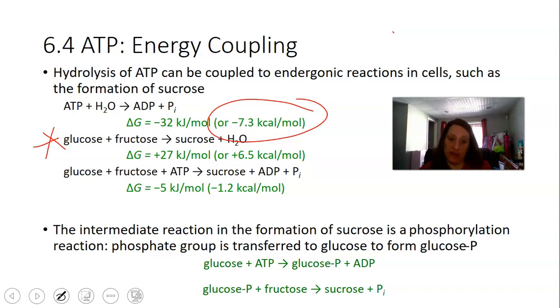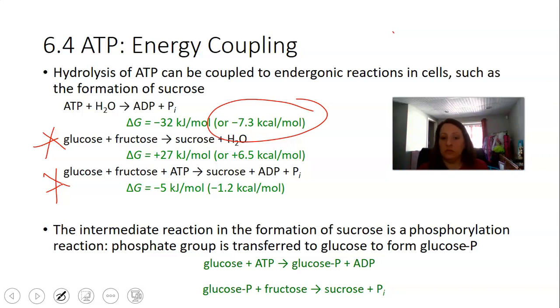If we look at the energy profile for that reaction, the change in free energy is a positive 6.5 kilocalories per mole. So that is not a spontaneous reaction. It's going to require energy. Where is that energy going to come from? It's going to come from ATP. The energy that gets released when ATP is split will be used to drive this reaction. That's shown here. This final reaction shows energy coupling. Glucose plus fructose plus ATP will yield sucrose, our disaccharide, plus adenosine diphosphate and that inorganic phosphate. That's ATP that's been split.